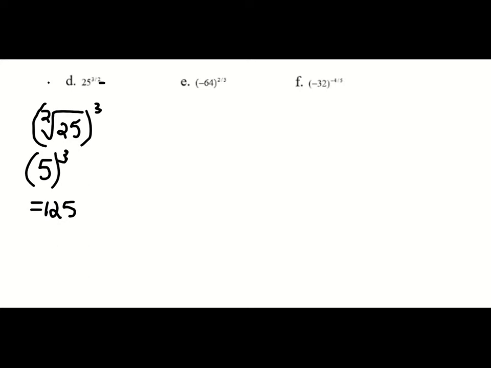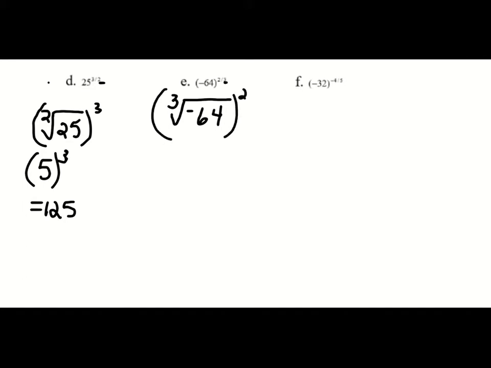Next, we have negative 64 to the 2/3 power. And again, the exponent's not negative here, so we don't have to do a flip. It's just the base is negative. So I'll take my radical, I'll put my negative 64 underneath. My index is going to be a 3, because that's the denominator. And then we're going to raise it to the 2nd power.